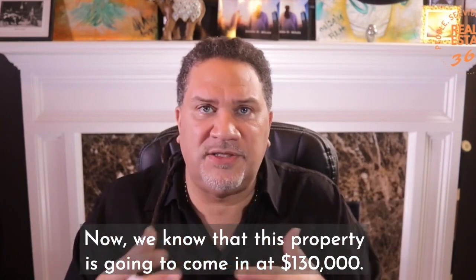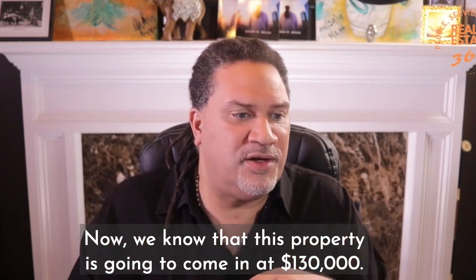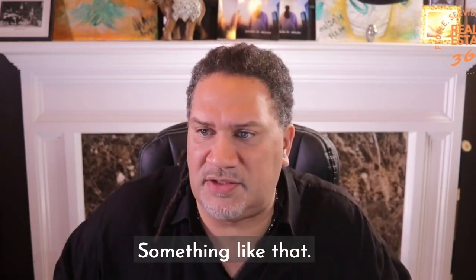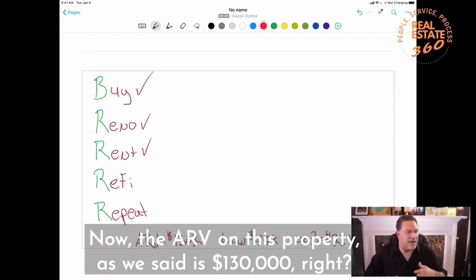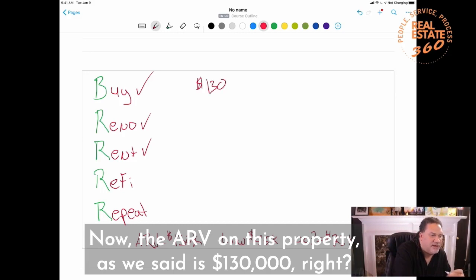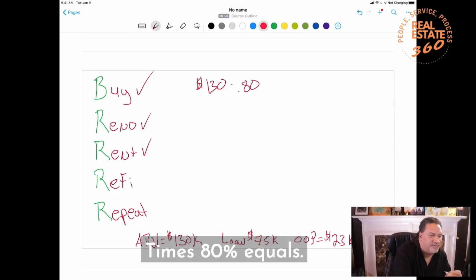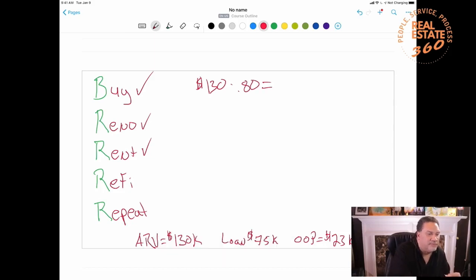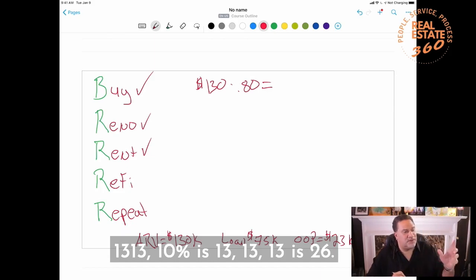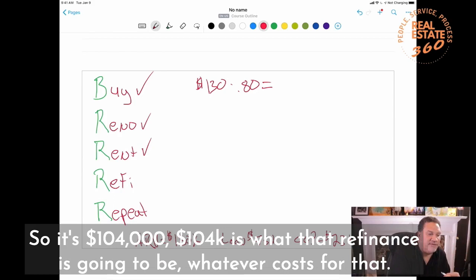Now, we know that this property is going to come in at $130,000. So let me give you what the math looks like on something like that. The ARV on this property, as we said, is $130,000, right? Times 80% equals what? 10% is 13, 13 is 26, so it's $104,000. 104K is what that refinance is going to be.